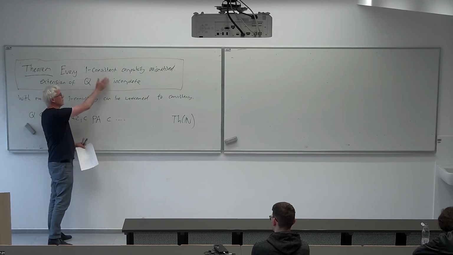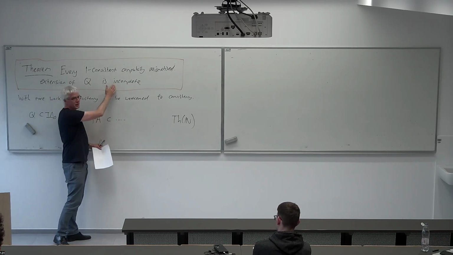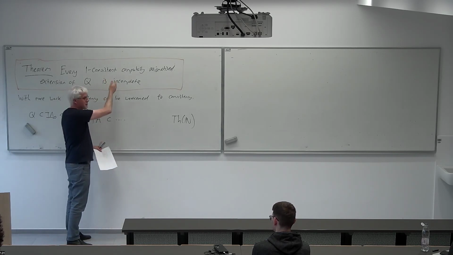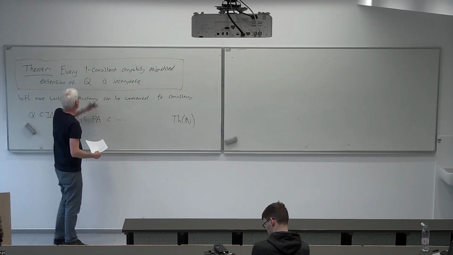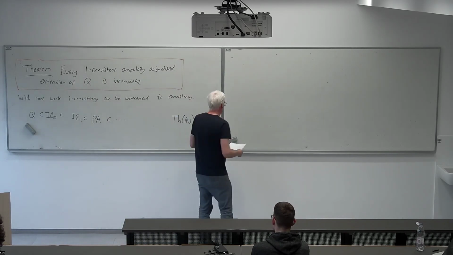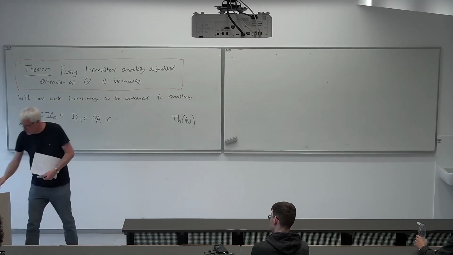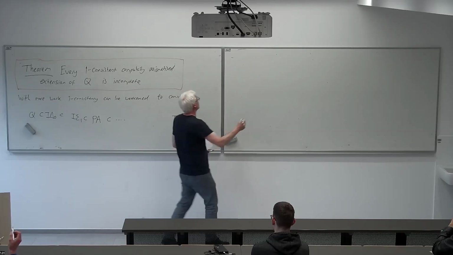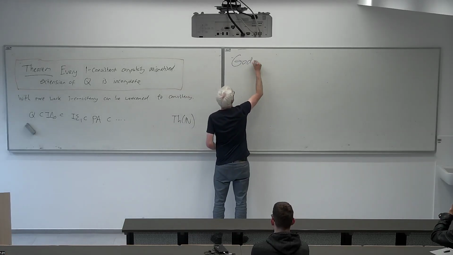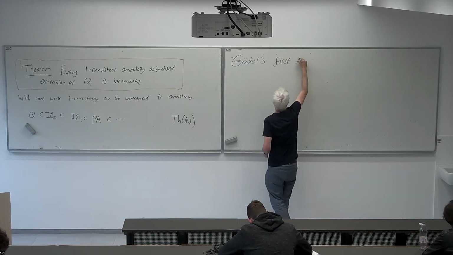Well, he did not prove something of this generality. He proved a result for a specific theory that's similar to Peano arithmetic, that was actually taken from Russell's Principia Mathematica. He proved that a specific theory is incomplete, but his methods basically apply in this generality. So today we're going to prove the same theorem, Gödel's first incompleteness theorem, using Gödel's methods. So the title of the lecture is Gödel's first incompleteness theorem.